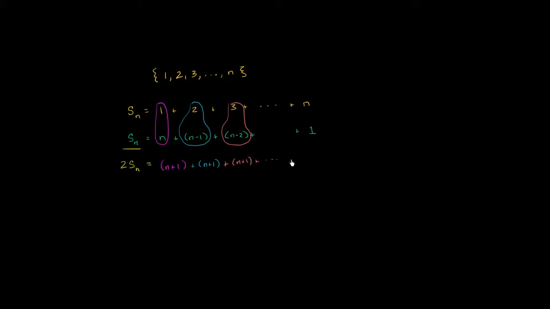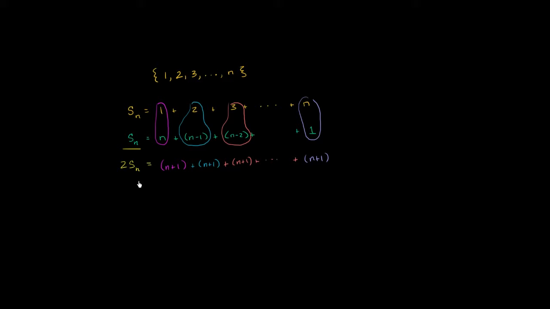And you're going to go all the way to this last pair, or you could call it these last two terms. And we have an n plus 1 again, plus n plus 1. So how many of these n plus 1s do we have? Well, we have n of them. There were n of these terms in each of these equations. 1, 2, 3, all the way to n.